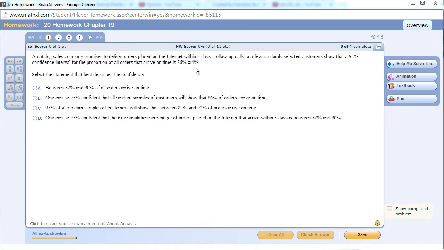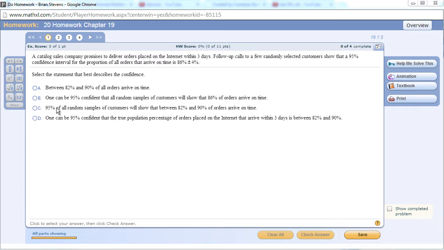First, start with your confidence level. I am 95% confident. Then, to what you're actually talking about, that the true proportion of orders that arrive within 3 days that were made on the internet, and finally give the interval, is contained in the interval, and if we're going plus or minus 4%, it would be 82 to 90%. So remember, first part, your confidence level. Second part, make sure you give what you're talking about. Third part, give the interval.